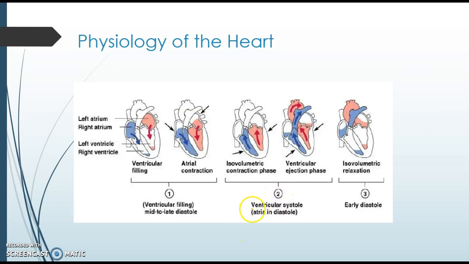Okay, so here is our ventricular systole. We have building pressure down here in the ventricles. It's going to force those semilunar valves open. Blood is going to rush out of the ventricles. And at the same time, our atria are going to start filling with blood.